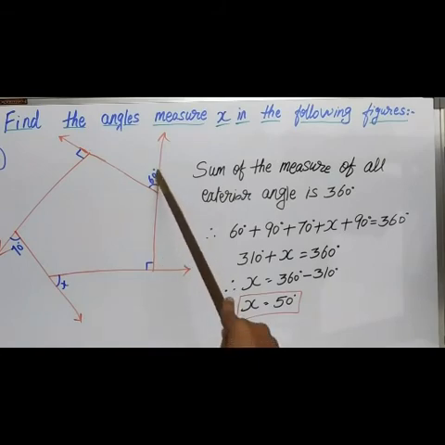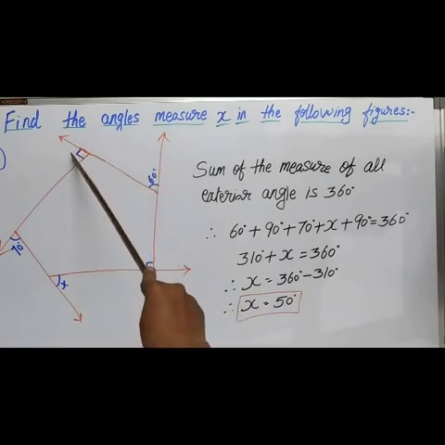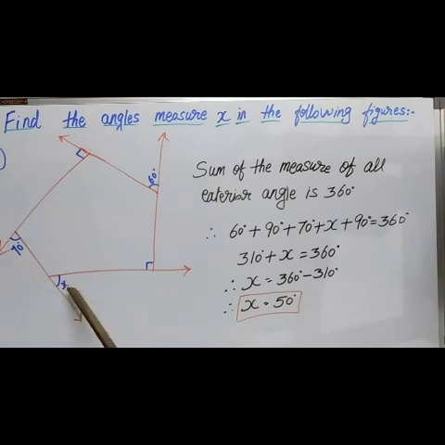It means this is 60 degree. This is 90 degree. This one is 70 degree and this one is x degree. In the interior angle, it means the inner side angle is 90 degree. It means the outer side is also 90 degree because these are linear pair angles. So this one is also 90 degree.